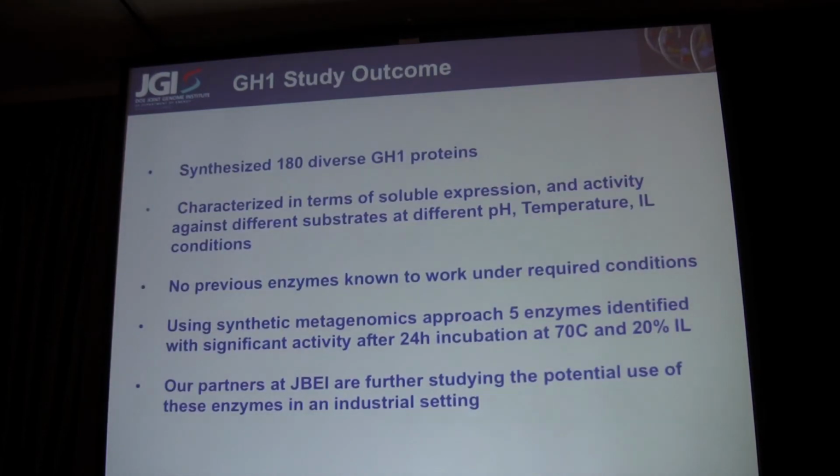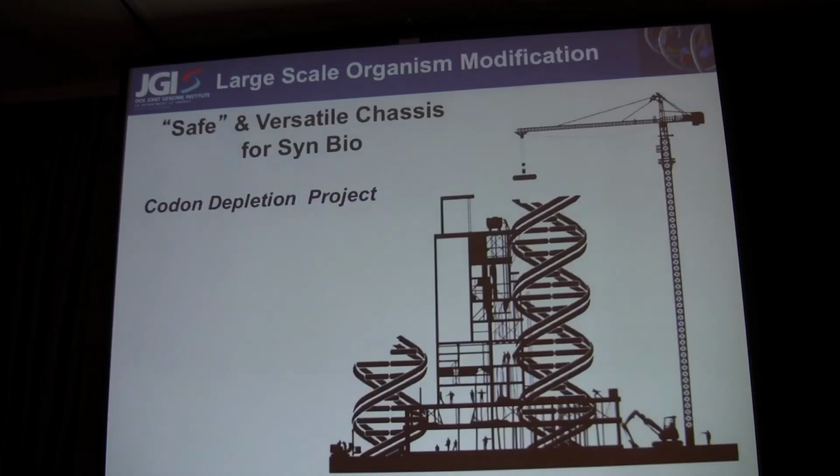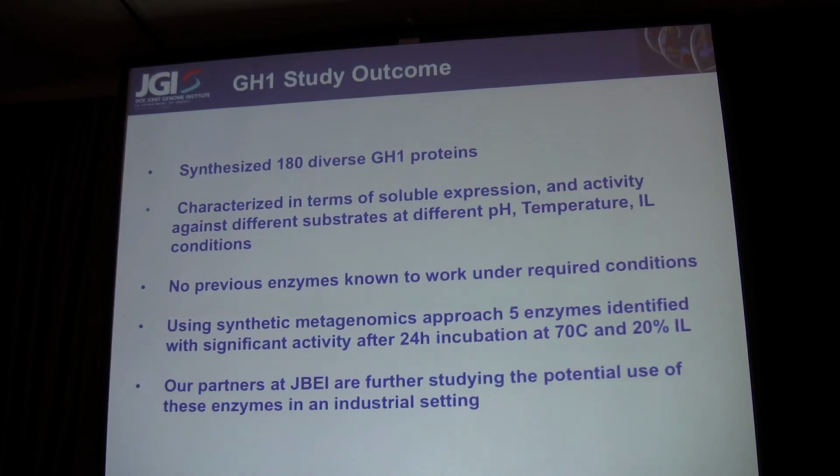So from this product, we synthesized 180 of these Gh1 proteins. They were characterized in terms of their expression, activity at different temperatures, and resistance to ionic liquids. No previous enzymes were really known to work under the conditions that we were given. After performing this project, we identified at least 5 enzymes that had significant activity after 24 hours of incubation at 70 degrees and 20% IL. And our partners at JBay are further studying the potential use of these enzymes for more industrial type applications.